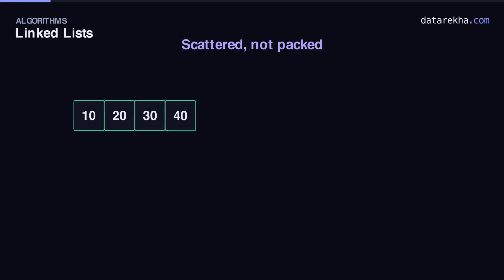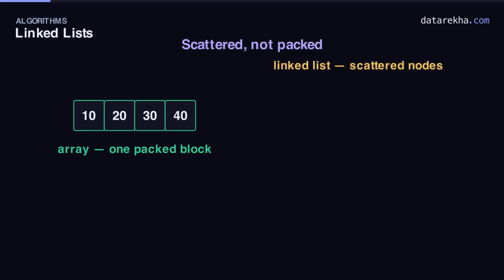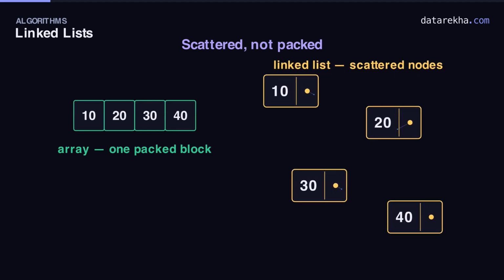Picture a long line at a ticket counter. The people don't stand in one tidy block. They're scattered around the room. The clerk only needs to know one thing. Who comes next? A linked list stores data exactly like that.